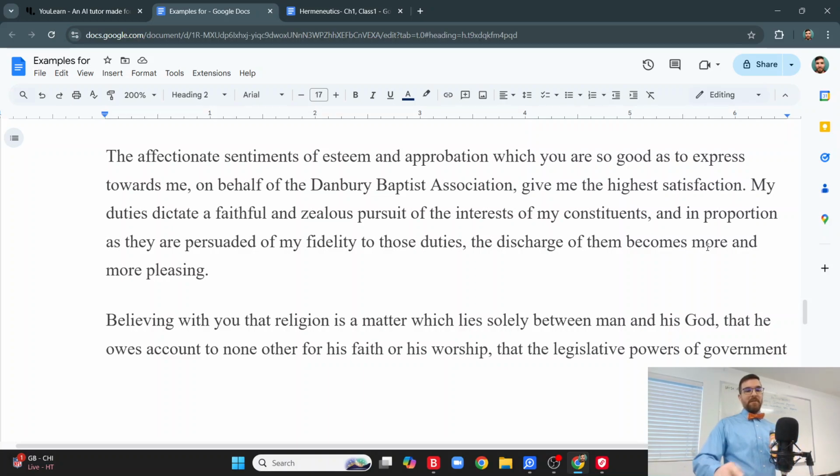Already, just reading the first little paragraph, it's the affectionate sentiments of esteem and approbation which you are so good to express towards me on behalf of the Danbury Association, a Baptist Association, give me the highest satisfaction. Like, thank you for thinking well of me. Right? I mean, that's basically what he's saying, right?